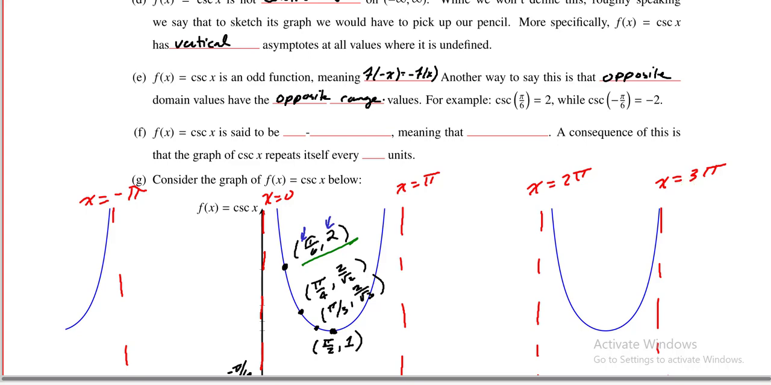The cosecant of x is said to be 2 pi periodic, meaning that f of x is equal to f of x plus 2 pi. Adding 2 pi to any input value still returns the same output value. The graph repeats itself every 2 pi units.